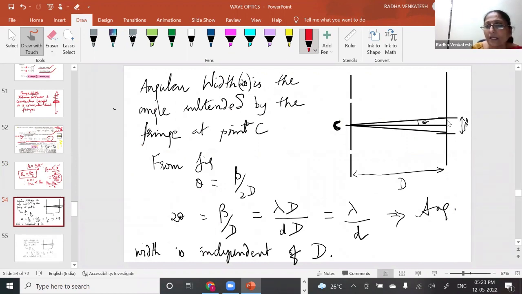See, I am getting a central bright fringe, right? Central bright fringe, isn't it? After that, what fringe comes here? Dark fringe. Only then again I'll get my bright fringe, right? So from the dark fringe, if you draw a line to the center between the two slits, then draw this, these two lines will be making an angle, isn't it? That angle is what we define as angular width.